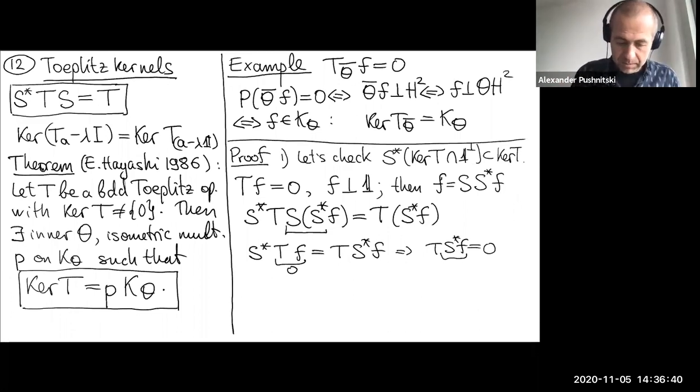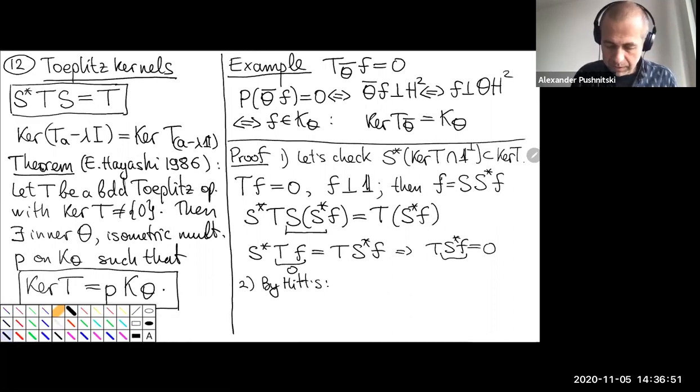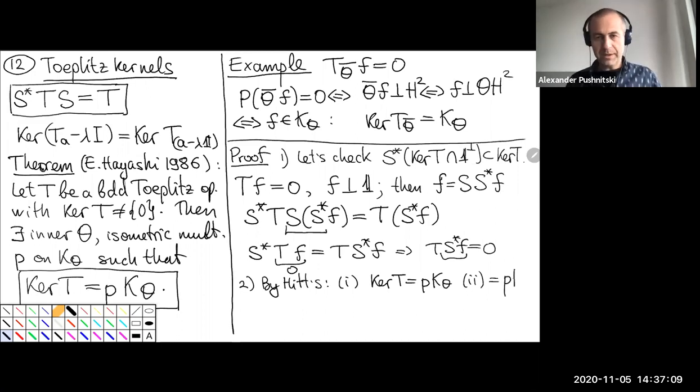So by Heath's theorem, there are two possibilities. Either the kernel of T is p K_theta, or it is p H2, that is, the whole space, where p is some inner function. Okay, so let's check that the second possibility is actually false. Let's eliminate it.